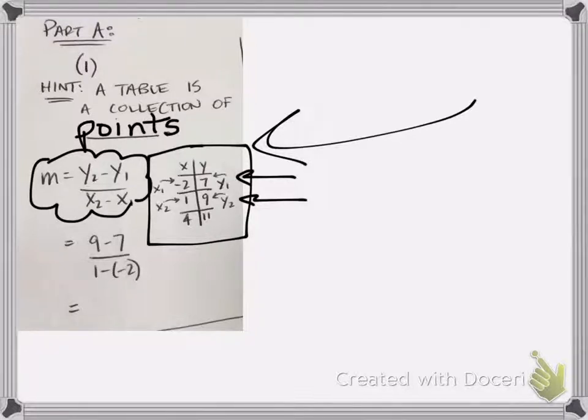I did substitute into the formula. I did the y2 minus y1. You can see there we did the 9 minus 7 divided by x2 minus x1, which is 1 minus negative 2. And the only thing I had left to do was just simplify. 9 minus 7, which represents the rise, is 2. And I'm going to do keep change inverse on the bottom to give me 1 plus 2, which is 3. So the slope of that first line, the rate of change, is 2/3.